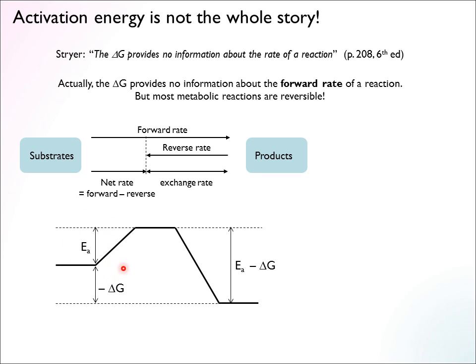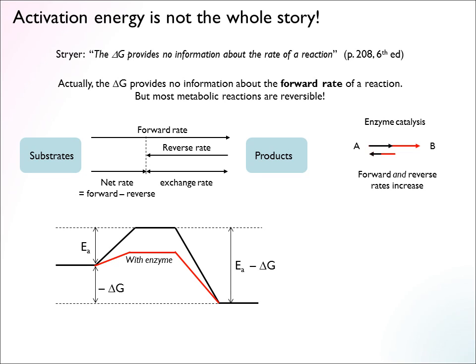energy over here. So this statement that delta G has nothing to do with the rate of reaction, keep in mind that has to do only with the forward reaction. The net rate, which we're usually interested in, this is not true. So what happens with enzyme catalysis? Well, as we said, enzymes lower the energy barrier. And of course, what will happen is they will lower the energy barrier sort of in both directions, for both the forward and reverse reaction.